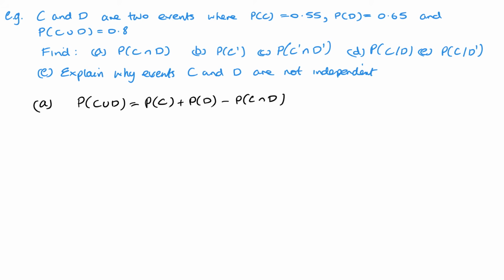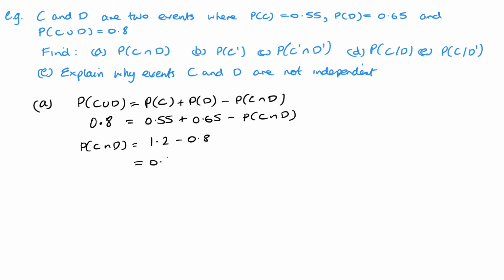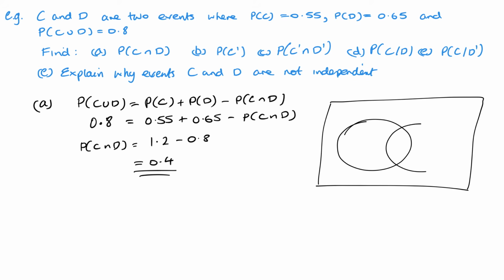So substituting our values in, we get 0.8 is equal to 0.55 plus 0.65 minus the probability of C intersection D. So probability of C intersection D is 1.2 minus my 0.8, which is 0.4. And what I'd like to do now is take that and use it to complete a Venn diagram.